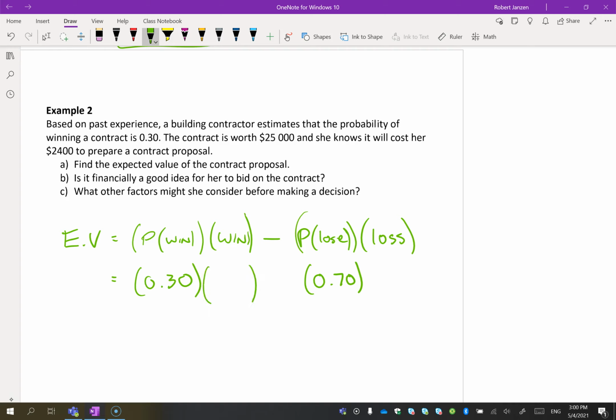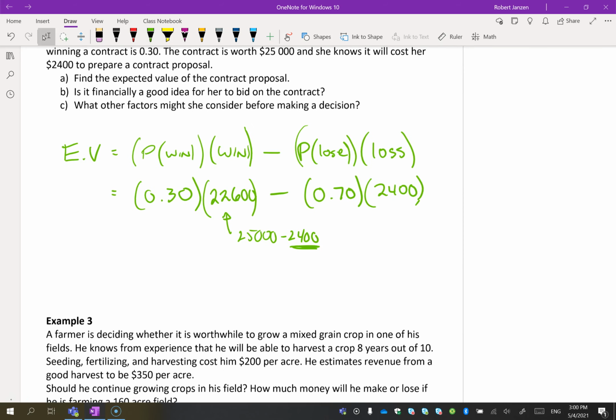So how much would you end up winning? Well, you would win $25,000, but it cost you $2,400. So that means this would be $22,600. Now, what does it cost? What do you lose? Well, you still have this amount. That's what you would lose because you'd prepare the contract even if you didn't get it.